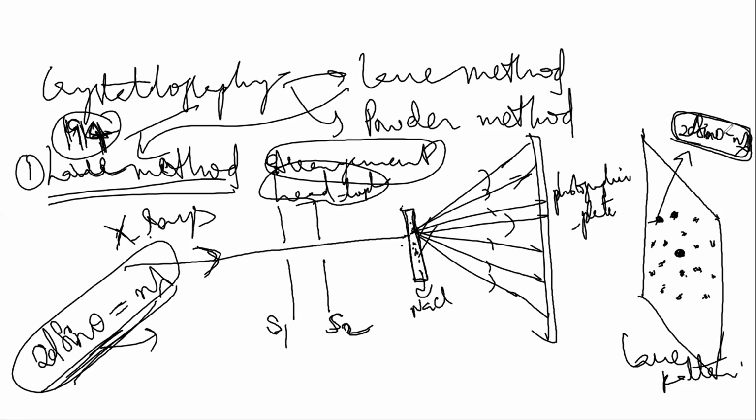Till now you are clear. This is the first paragraph you have to write down, about the experimental arrangement, and this diagram you have to draw.